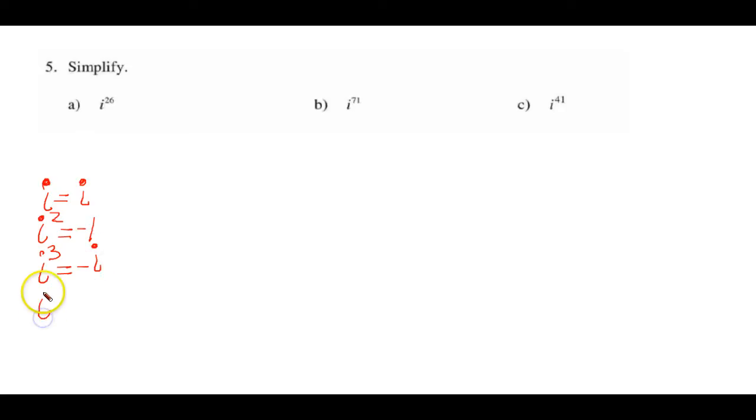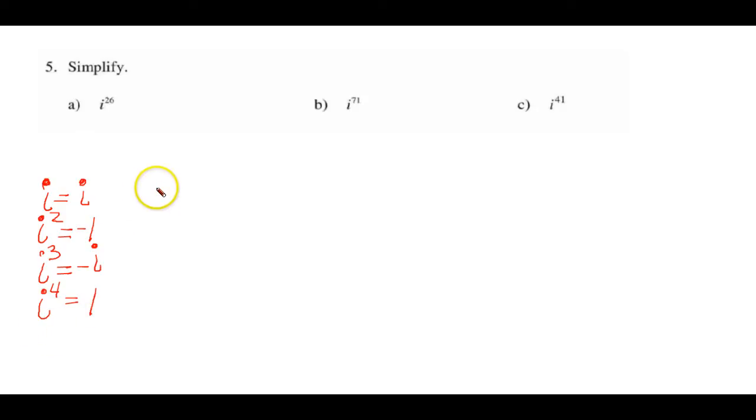And i to the fourth is actually i squared times i squared. That's negative 1 times negative 1, which will give you a positive 1.